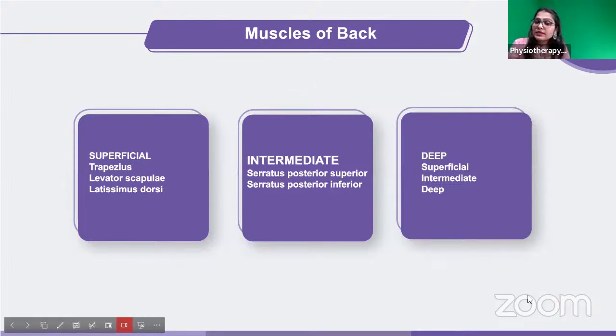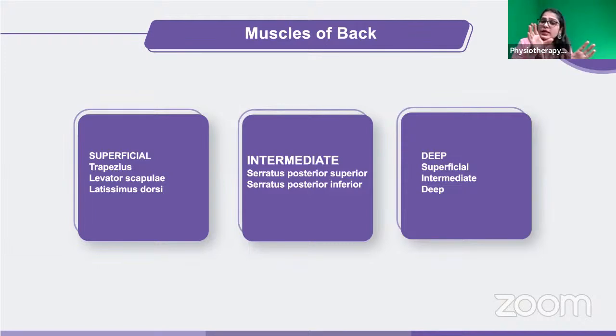Now, let us start with the muscles of the back. We have studied muscles of the core till now. Now, what are the different muscles present on the back? Muscles of the back are divided into superficial, intermediate, and deep. Please make a note of this. Make a flow chart where you write that muscles of the back are divided into superficial, intermediate, and deep muscles.